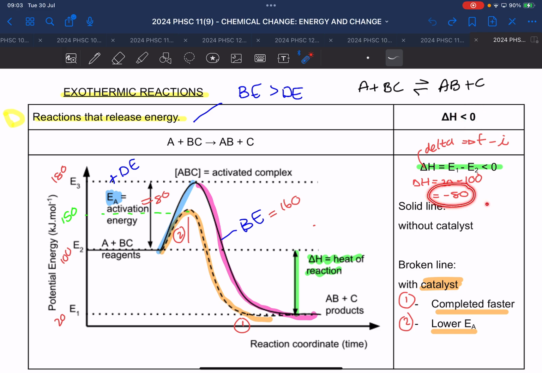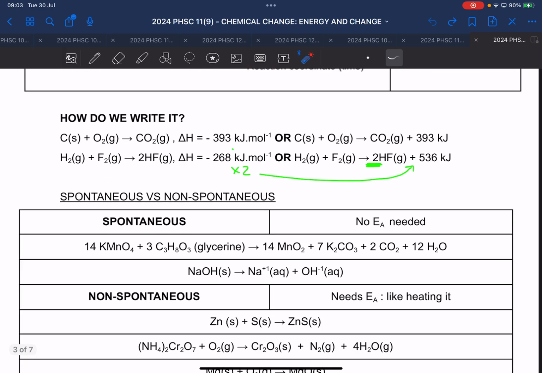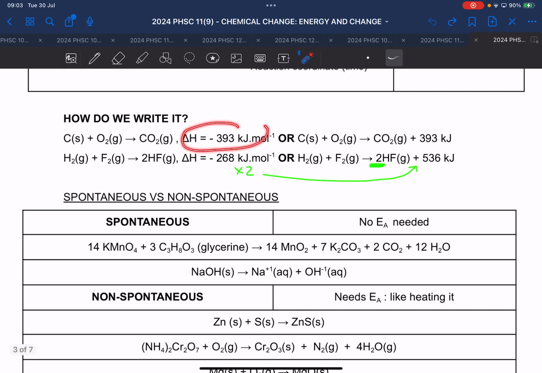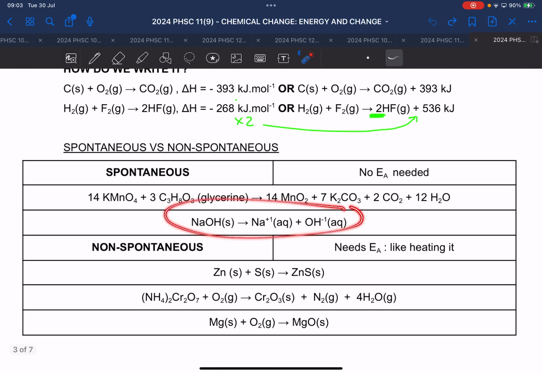Okay, so if we look at how we write this down, you can either have a negative or you can write it down as one of the products that form. Okay, and then we looked at this reaction, sodium hydroxide, that heats up, and we looked at magnesium oxide, where I burned the magnesium and it set alight.